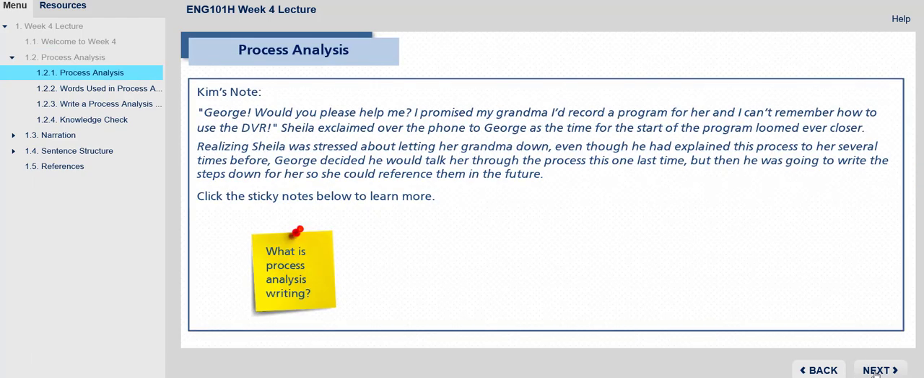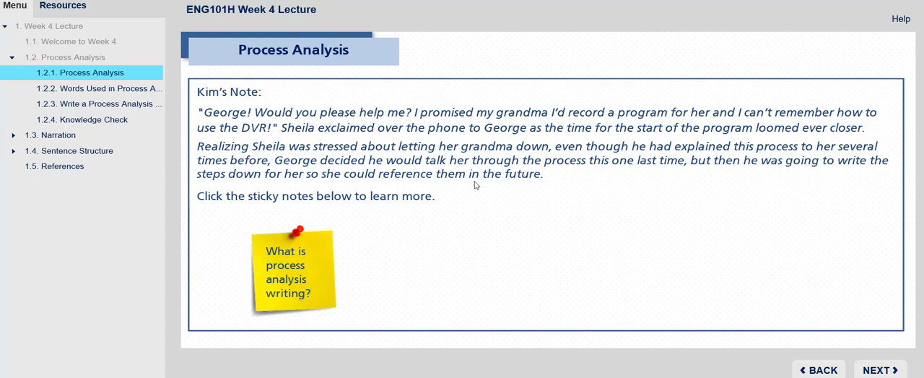So here, Kim's note, process analysis. Would you please help me? I promised my grandma I'd record a program for her, and I can't remember how to use the DVR, Sheila explained over the phone to George, as the time for the start of the program loomed ever closer. Realizing Sheila was stressed about letting her grandma down, even though he had explained this process to her several times before, George decided he would walk her through the process one last time. And then he was going to write the steps down for her so she could reference them in the future.